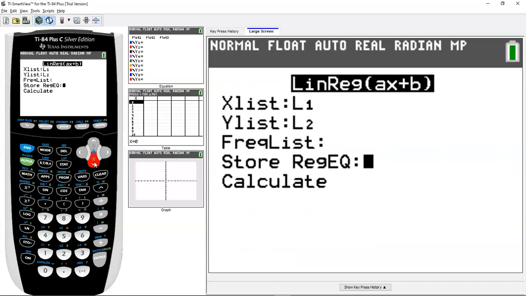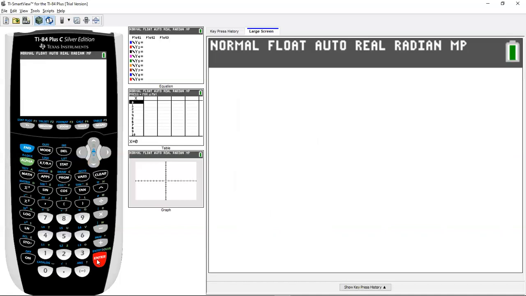We're not going to store the equation. You could, if you wanted to, actually graph it, but we're not going to take the trouble. What we're going to do is go all the way down to this calculate button and hit enter.